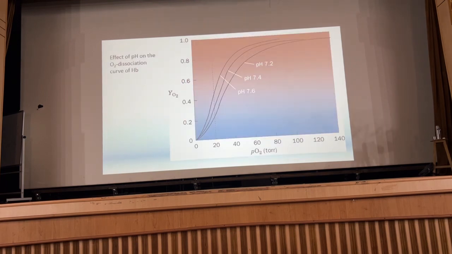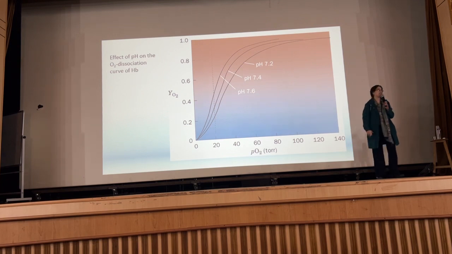The effect of pH, I've already mentioned it, but I'll talk about it again here. It's the same graph: percentage of saturation here, pressure of oxygen. pH 7.4 is the normal curve. When the pH is less, it's shifted to the right. When the pH is higher, it's shifted to the left.